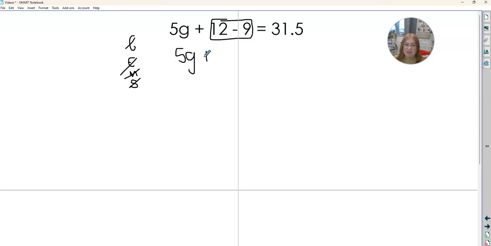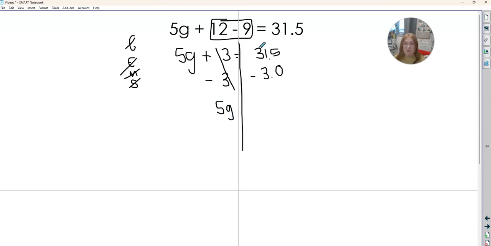So we end up with 5g's plus 3 equals 31.5. So now we can't simplify anymore, so we are going to work on balancing this. So now we need to work backwards through our order of operations. So we want to subtract and add first. We have this adding problem here. So we're going to do the opposite, and we're going to minus 3 on both sides. So we need to make sure we line up those decimals. So this cancels out. So we have 5g equals, so we minus here, borrow, 11 minus 3 is 8, decimal straight down, and 2. So now we're at 5g equals 28.5.